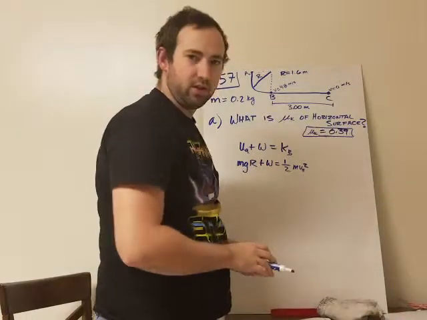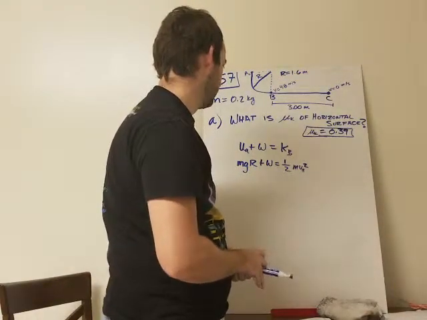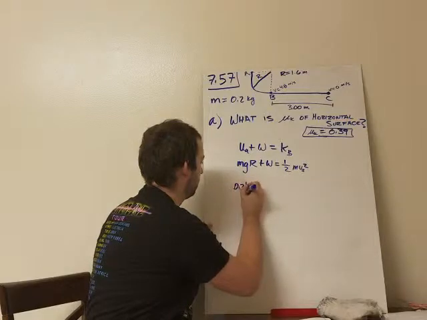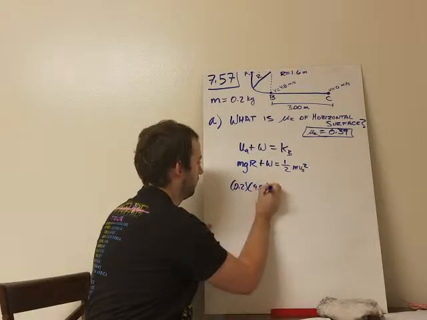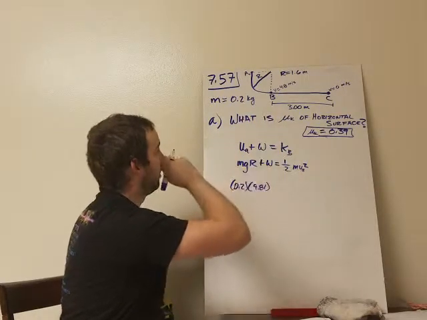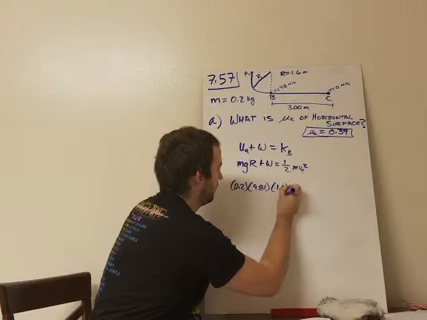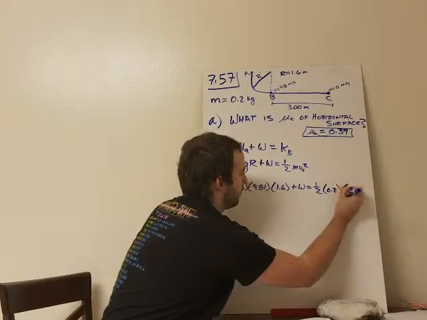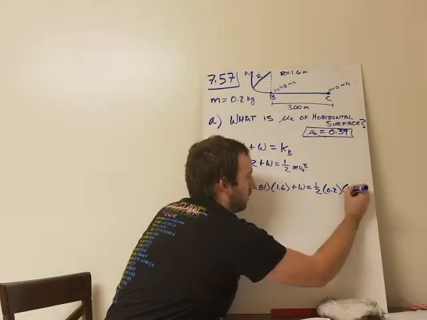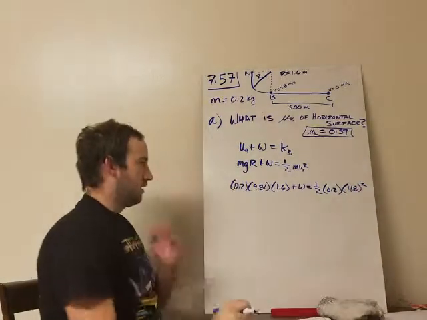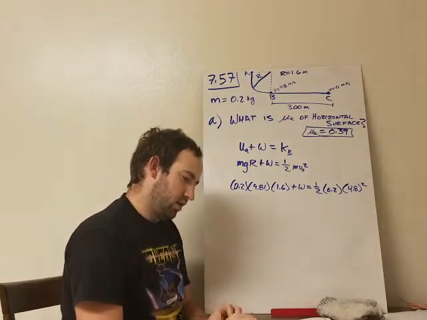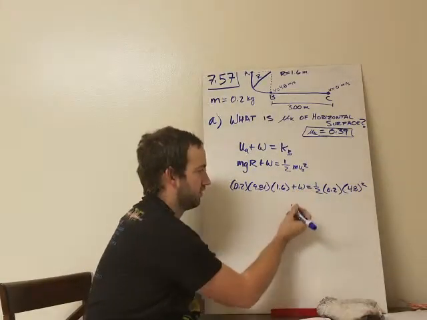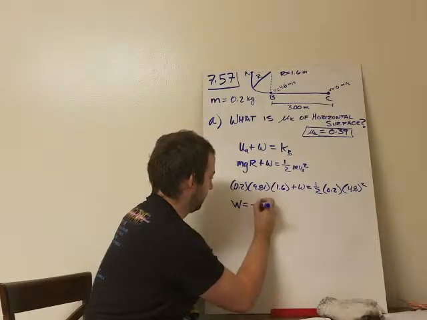Really from here, we just plug everything in. It's really that simple. So the mass is 0.2, gravity is 9.81, and the radius was given to us in the problem. It's 1.6 meters, plus work equals 1/2 times 0.2 times the velocity at point B, which is 4.8 squared. Now when we plug all this in, we end up getting the work, which is the only variable in here now.